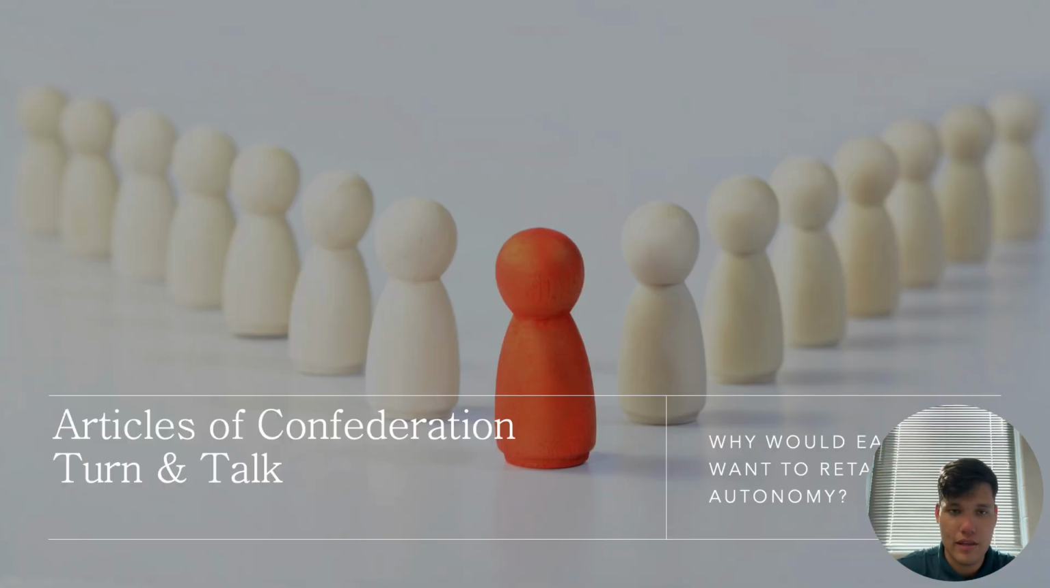Before we go on in class, I'd have you do a turn and talk. Before we dive into the Articles of Confederation, take a moment to pause and reflect. During the turn and talk, it would have asked you, why would states want to retain their autonomy instead of forming a strong central government? So take the time, pause it, write down your notes, and we'll keep going.